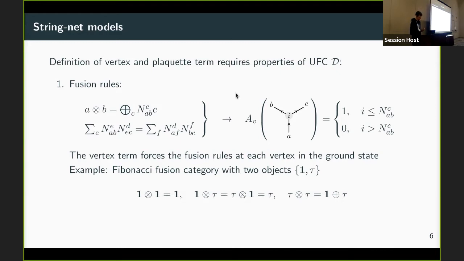Now, using these properties, you define your vertex term to be the projector onto the vertices that satisfy these fusion rules. So this vertex term is just enforcing the fusion rules at every vertex in the ground state of this model. An example of fusion rules would be the Fibonacci fusion category. This is pretty much the simplest fusion category you can have. It has two objects, an identity and a non-trivial particle denoted as tau, where the only non-trivial fusion rule is tau times tau equals 1 plus tau. And actually, this very simple fusion category is already enough to do universal quantum computation. So these things are quite interesting.